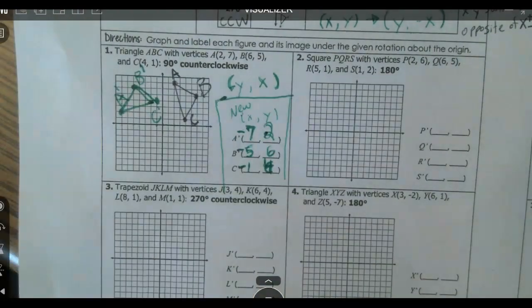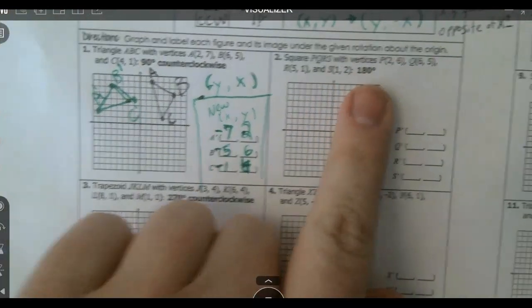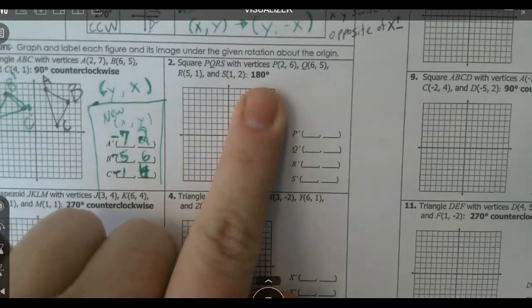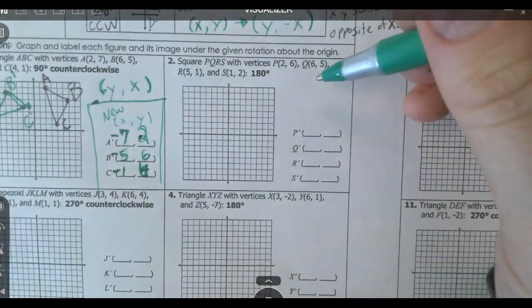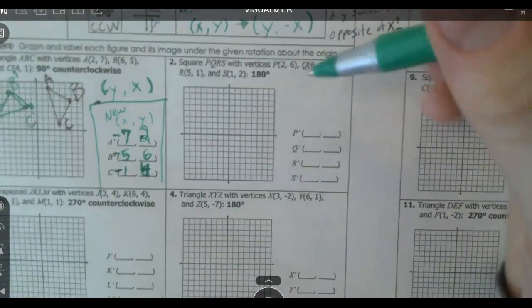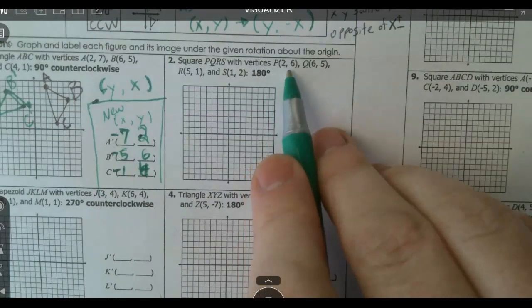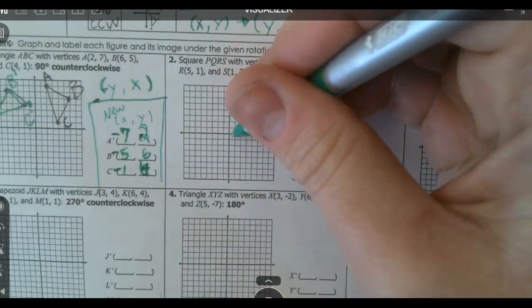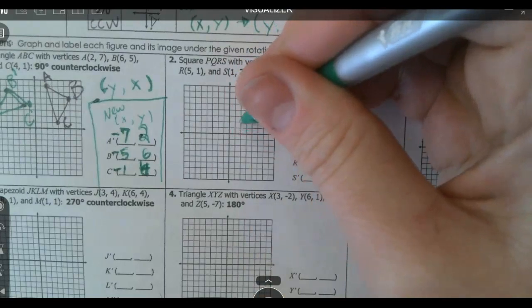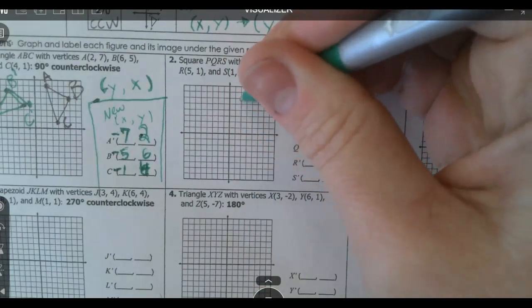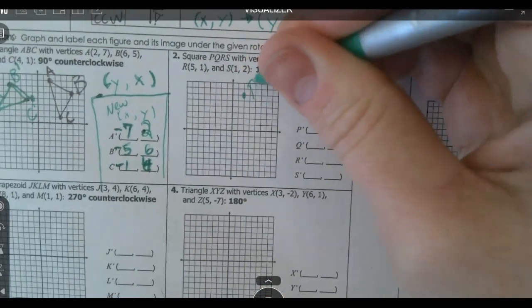Excellent. Okay, let's do another one together. Here we go. We have a square, PQRS, that we need to graph on the line. So let's do this. P is at point 2, 6: over 2, up 6, 1, 2, 3, 4, 5, 6, right there. There is point P.